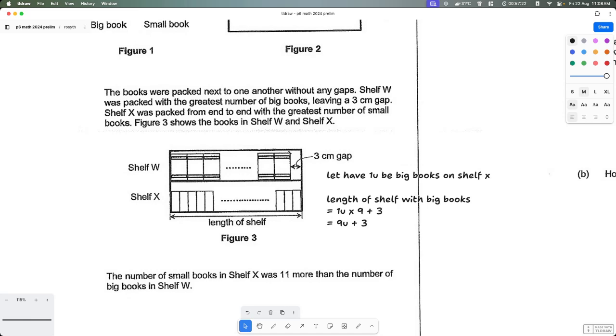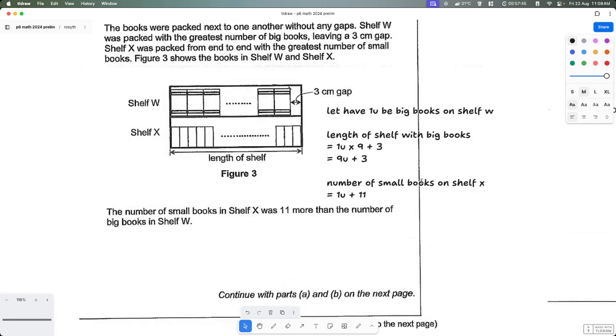So now we want to know the number of small books on shelf X. Sorry, this is shelf W. So the number of books on shelf X. It says here shelf X has 11 more books. So 1 unit plus 11. Okay, so then let's move to the next one. Then the length of the shelf with small books.